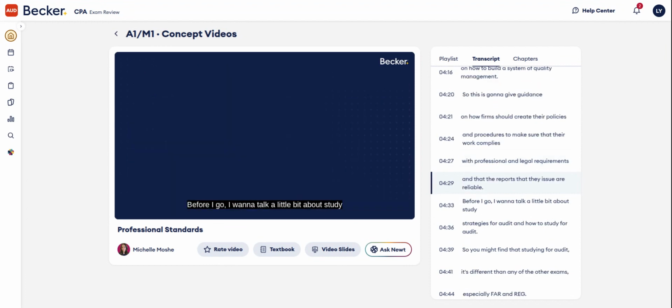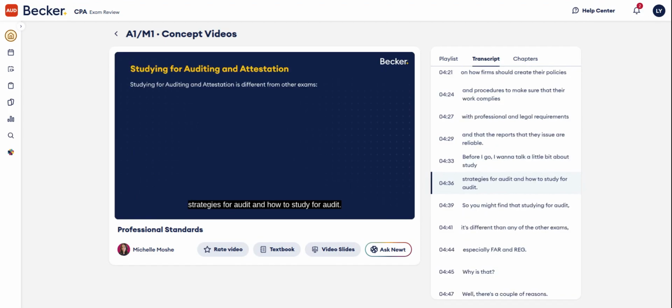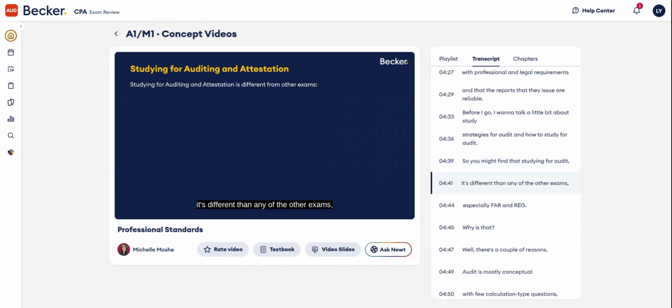Before I go, I want to talk a little bit about study strategies for audit and how to study for audit. So you might find that studying for audit, it's different than any of the other exams, especially FAR and Reg.